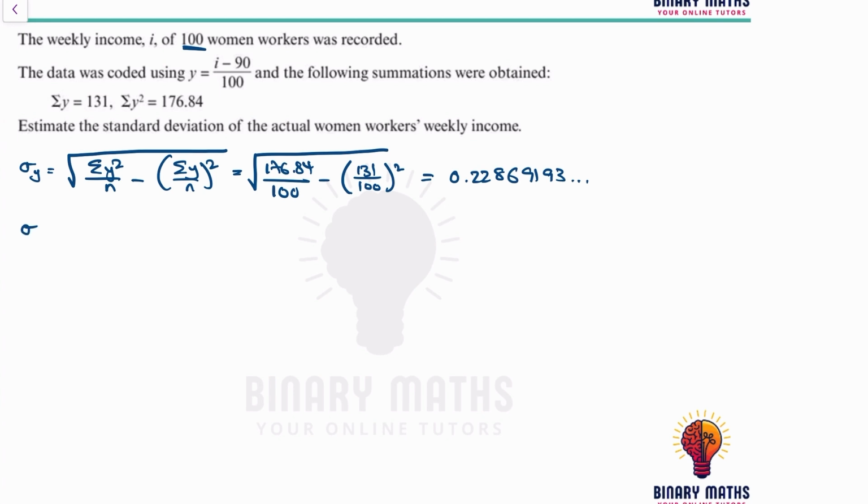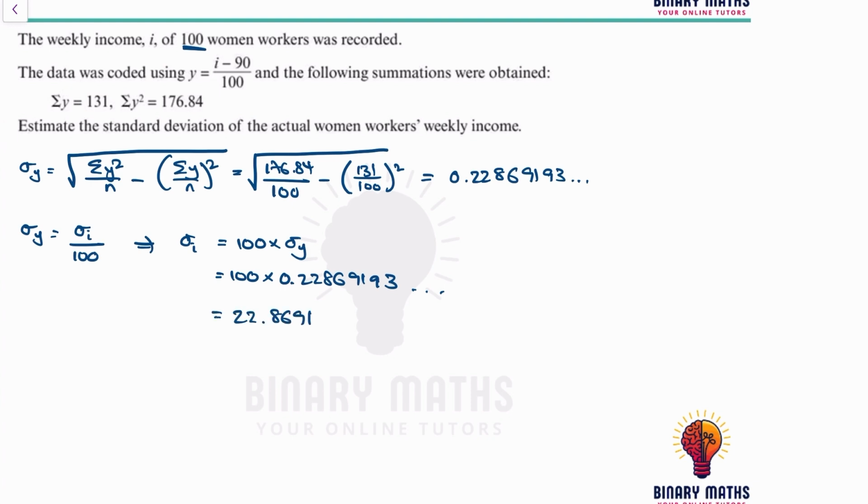So if I want to find the formula, they're related by the standard deviation of the coded data, because standard deviation is only affected by dividing, same thing as sigma of I over 100, so just dividing by 100, which implies sigma of I is equal to 100 times sigma of y, which is 100 times 0.22869193, which is equal to 22.869193. When rounded, that becomes 22.87.